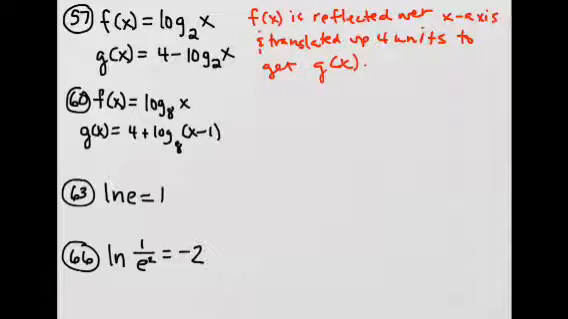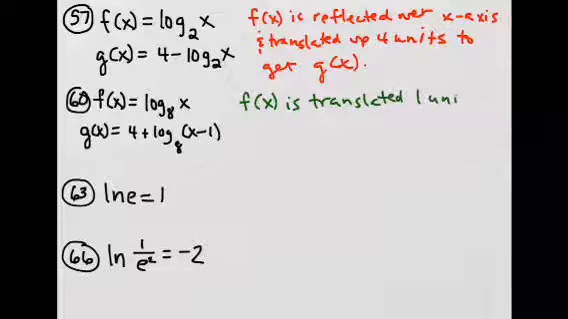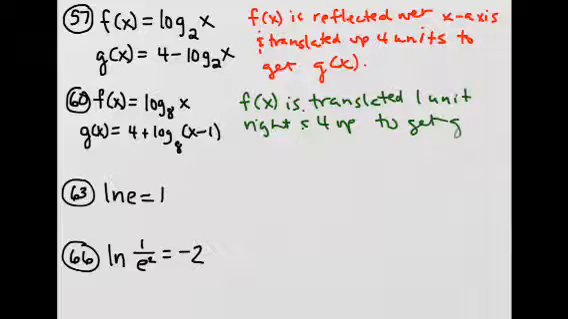For number 60, you have a 4 again, just like number 57, that's your k value, and then here is your h value, that 1. So this one is going to be f of x is translated 1 unit right and 4 up to get g of x.